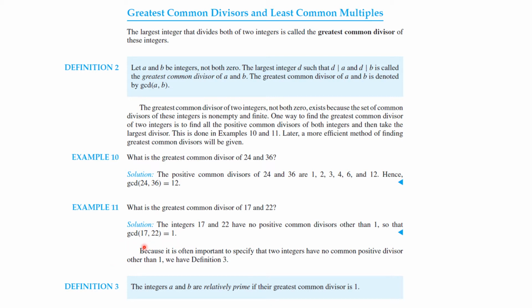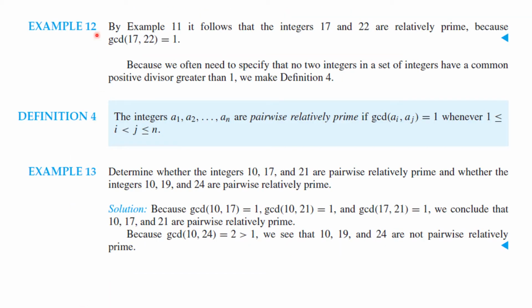Now, it turns out that's an important kind of case. It happens often, and there are even theorems based on this. So if they have no common positive divisor other than 1, we say that they are relatively prime. Again, as a definition, the integers a and b are relatively prime if their greatest common divisor is 1. So using this new terminology, the GCD of 17 and 22 is 1, and they are relatively prime.